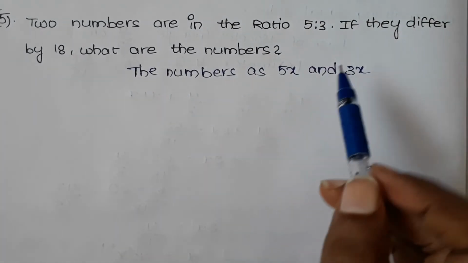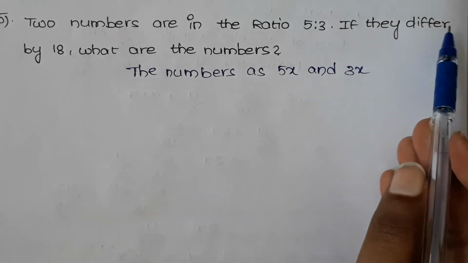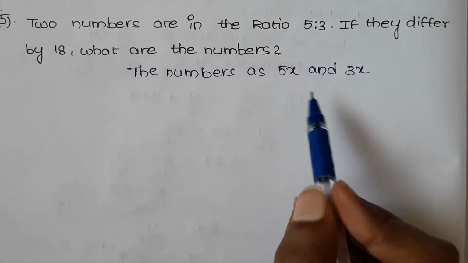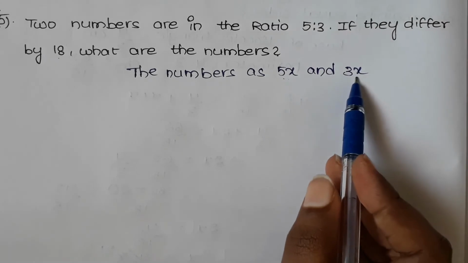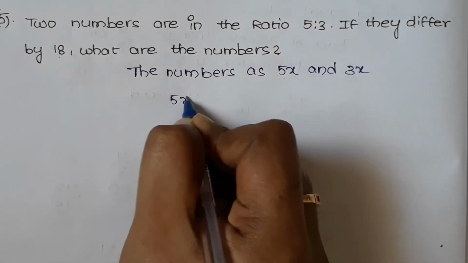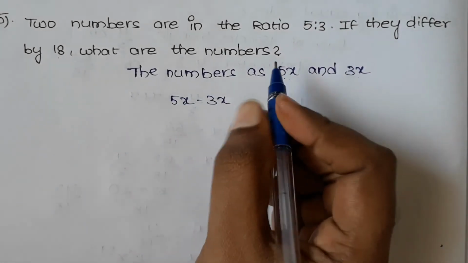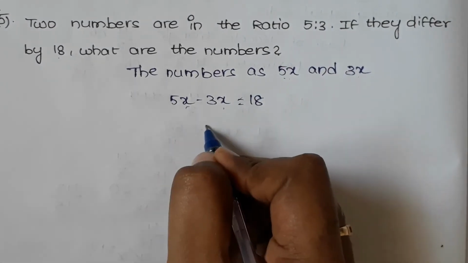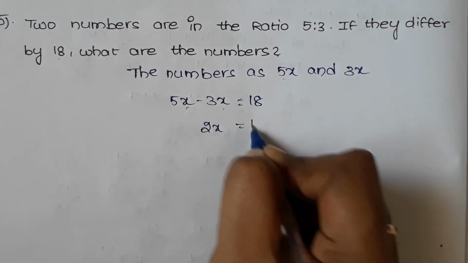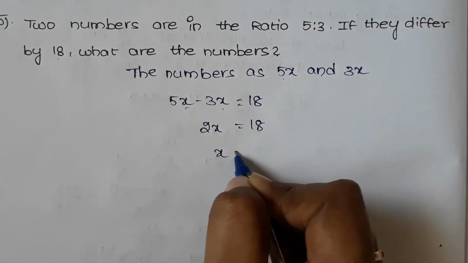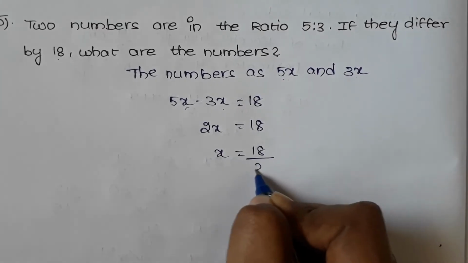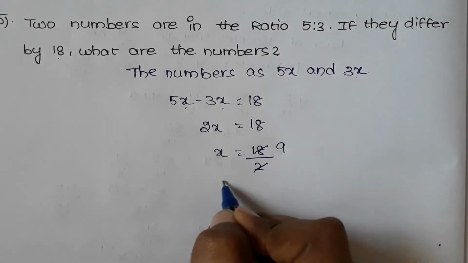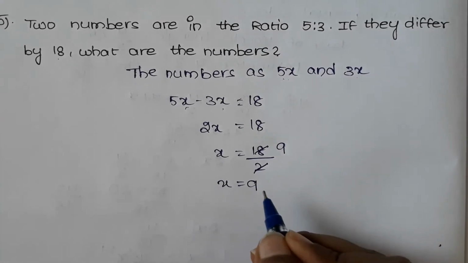Now they have given that they differ by 18, that is the difference between the two numbers, that is 5x minus 3x equals 18, that is 2x equals 18, x equals 18 by 2, 2 nines are 18, that is x equals 9.